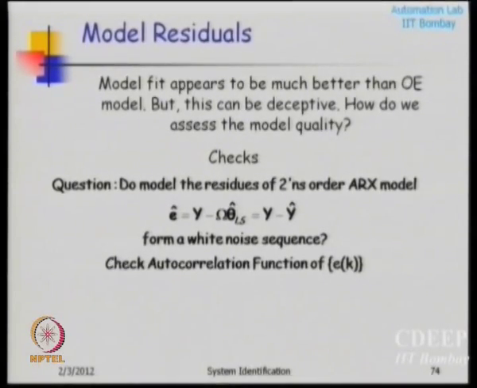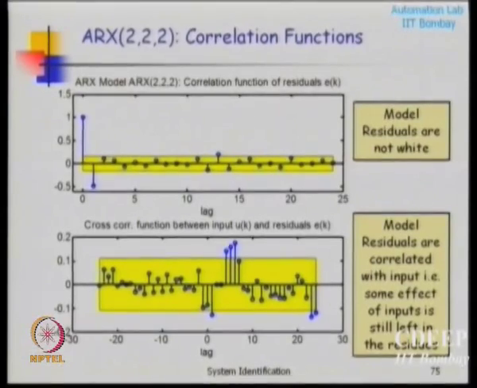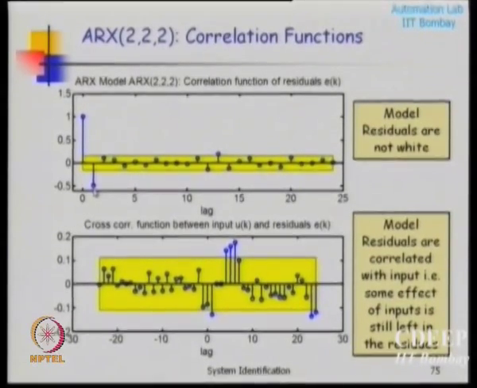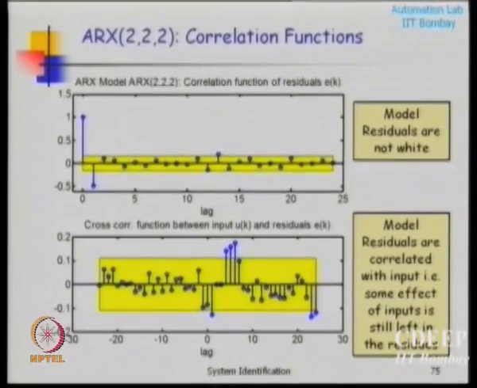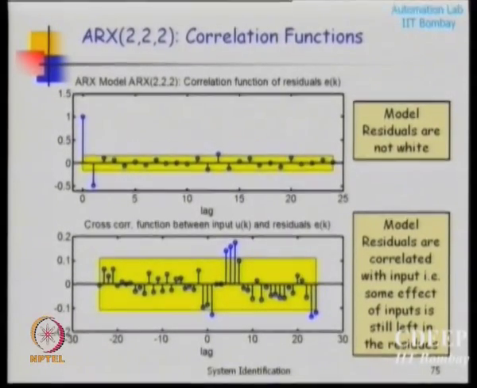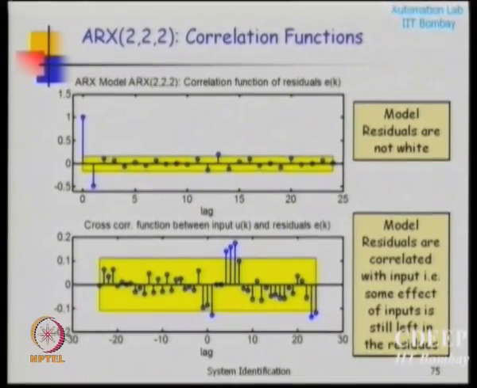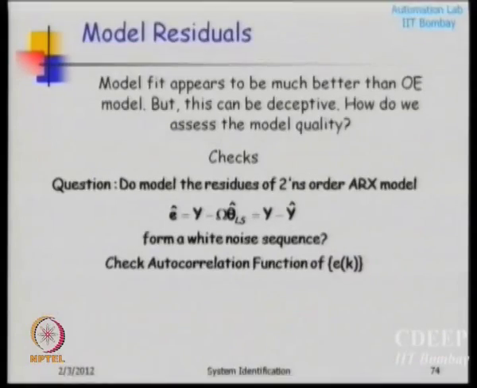Then I check the autocorrelation function. If the autocorrelation function shows that it is not a white noise, my model is not good and I have to change the model. Then what should I check? The cross correlation between U and EK. This is the autocorrelation function. You can see here this autocorrelation value peaks out, so this is not a white noise. This guy here is outside the bound. So there is a negative autocorrelation between EK and EK minus 1, which means EK is not a white noise.